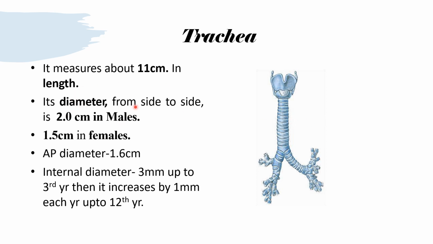The transverse diameter is 2.0 centimeters in males, 1.5 centimeters in females. The anterior-posterior diameter is 1.6 centimeters. The internal diameter of the trachea is 3 millimeters up to the age of 3rd year. Then it increases by 1 millimeter each year up to the 12th year.